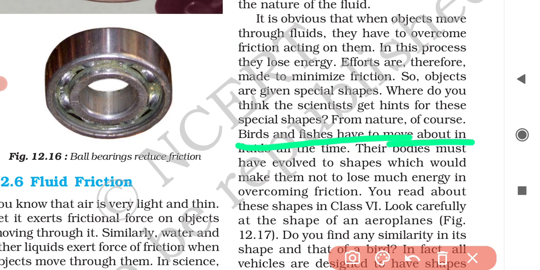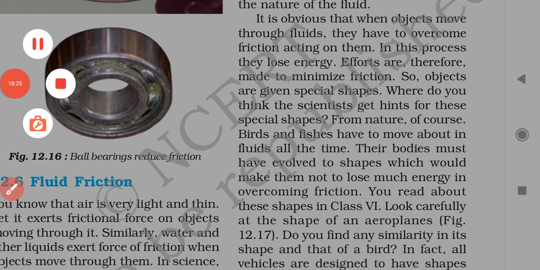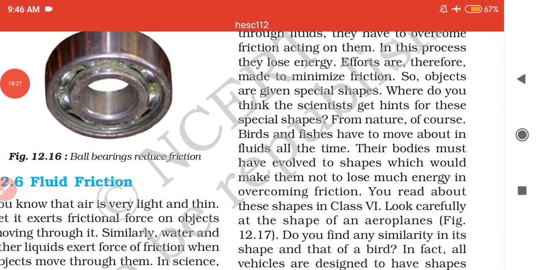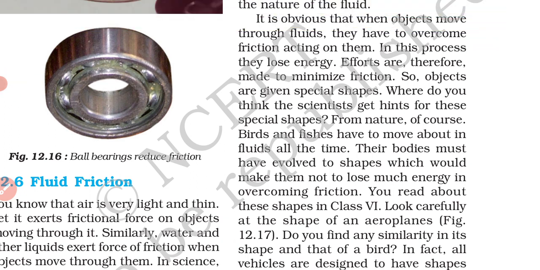Birds and fishes have to move about in fluids all the time. So the scientists and engineers got the idea for making the streamlined shapes of various moving bodies.